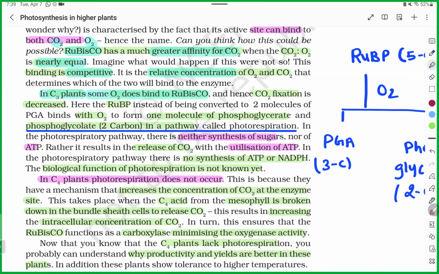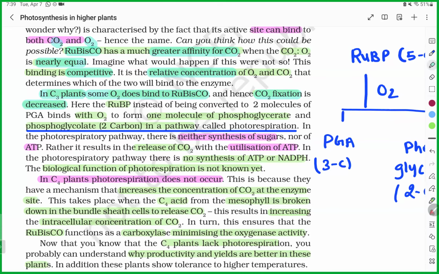In a C3 plant, if oxygen binds to Rubisco, CO2 fixation will decrease. Why? Because normally CO2 binds with Rubisco and there is the photosynthesis process. But if oxygen binds with Rubisco, then obviously photosynthesis will decrease.